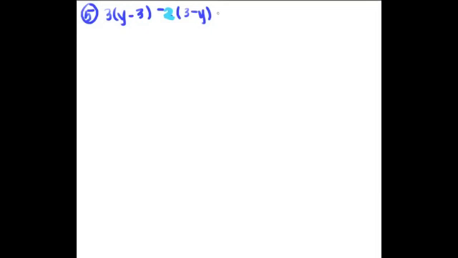Now let's double check and make sure that the parentheses are exactly the same. I have a y minus 3 here, then I have a 3 minus y. So again, let's rewrite it so that the y is first. Remember to keep the sign. So if y is first, I have a negative y, and then I have a positive 3.